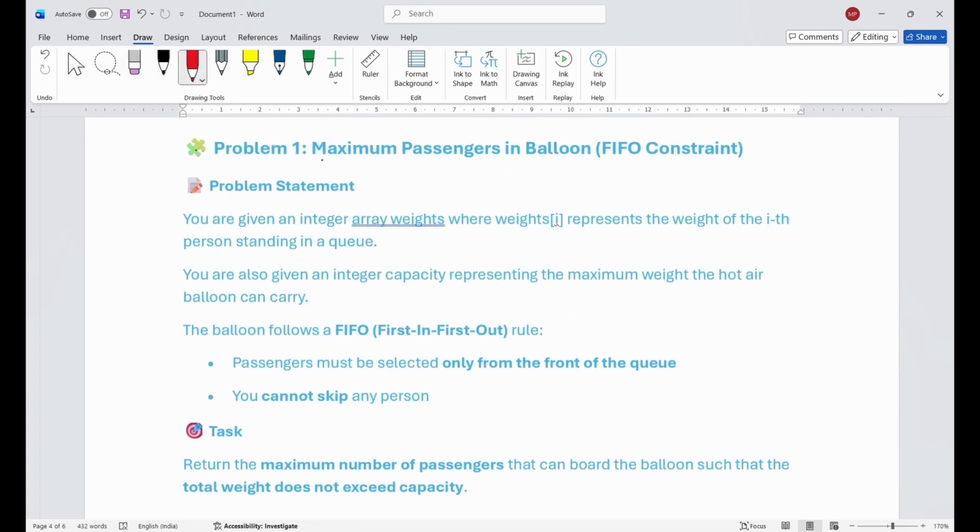The question is to find the maximum passengers in a balloon. They also mentioned that we have to follow the FIFO constraint. So what is the FIFO constraint? We'll look at that in the video.